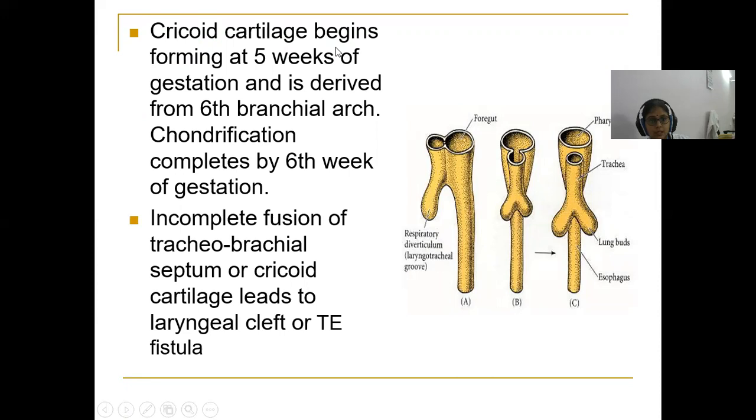So the cricoid cartilage begins forming at 5 weeks of gestation and is derived from the 6th branchial arch. Chondrification completes by 6 weeks of gestation. So if there is any incomplete fusion of the tracheobronchial septum or cricoid cartilage, that will lead to laryngeal cleft or tracheoesophageal fistula.